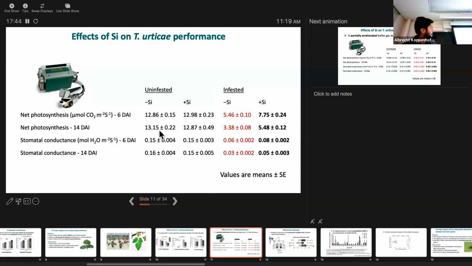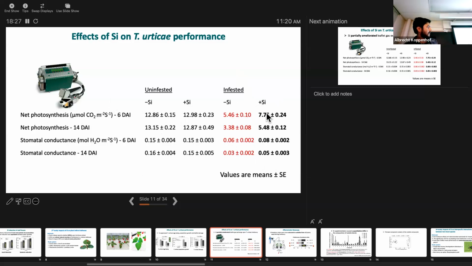So what we found is that silicon had no effect on leaflet gas exchange parameters when there was no spider mite herbivory. So you can see that the photosynthetic rate and stomatal conductance at 6 and 14 days after inoculation were similar on both minus and plus silicon plants, but spider mite feeding actually reduced all these gas exchange parameters irrespective of the silicon treatment. But silicon actually did partially ameliorate the reduction in stomatal conductance and photosynthesis.